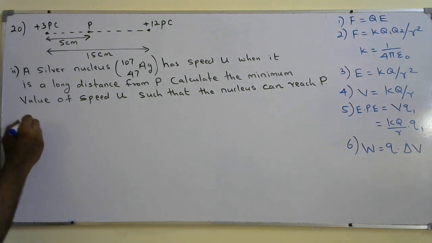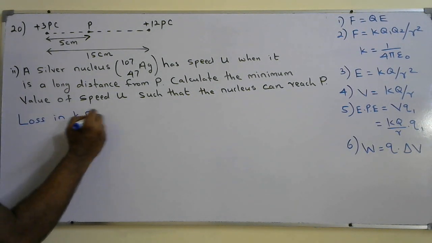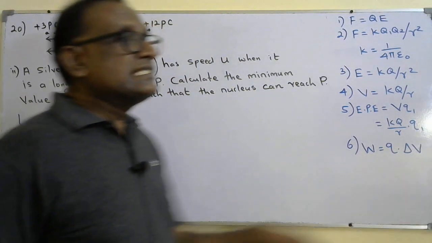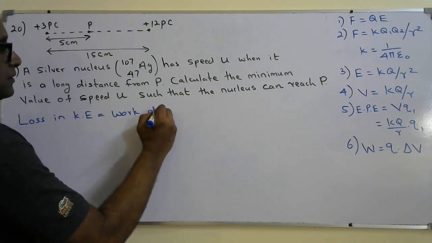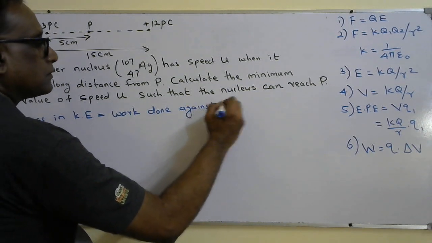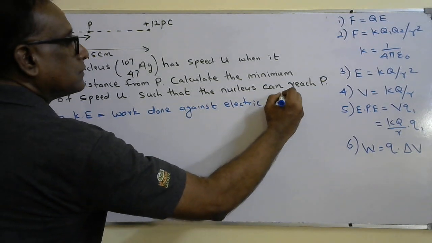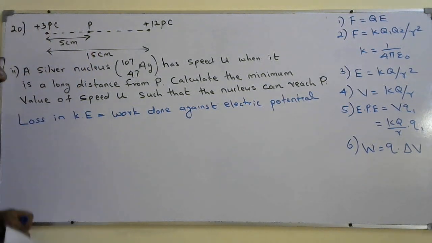So the answer, loss in kinetic energy equals gain in electrical potential energy, or work done against electric potential, or work done against electric field.